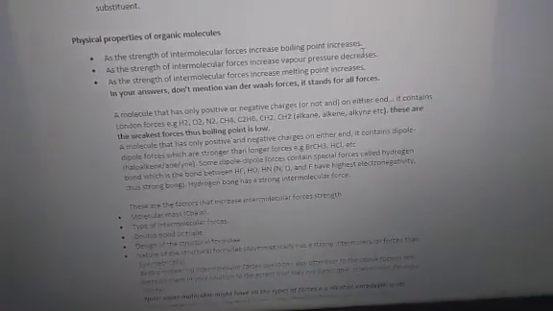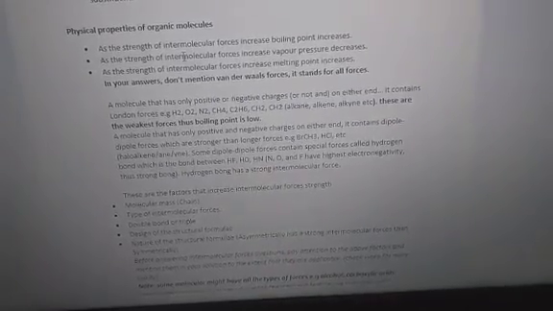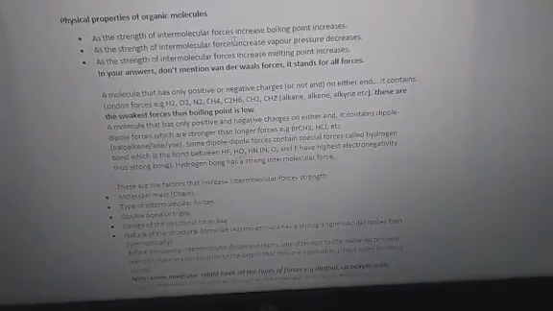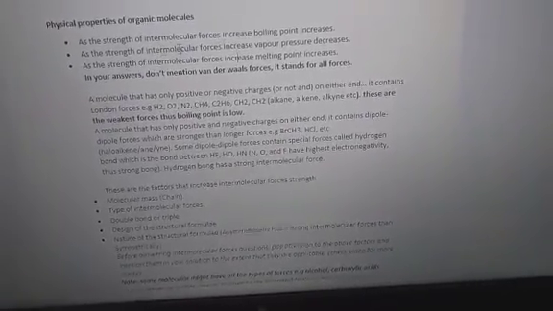Vapor pressure tends to decrease as intermolecular forces increase. I will give you an example.